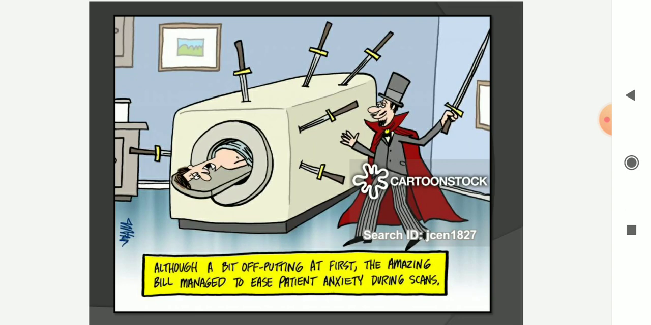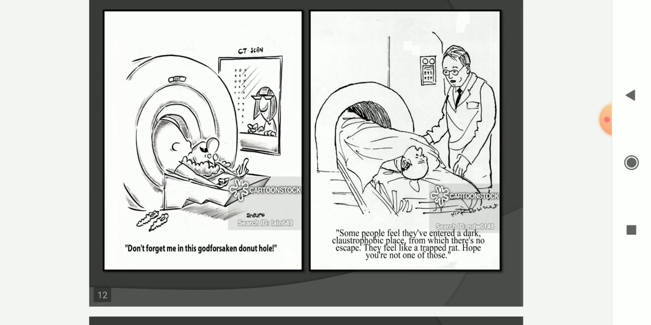Although a bit off-putting, the amazing machine managed to ease the patient's anxiety during the scan. So here again, "don't forget me in this god-forsaken donut hole." Some people feel they have entered a dark, claustrophobic place from which there is no escape. They feel like a trapped rat. Hope you're not one of those.